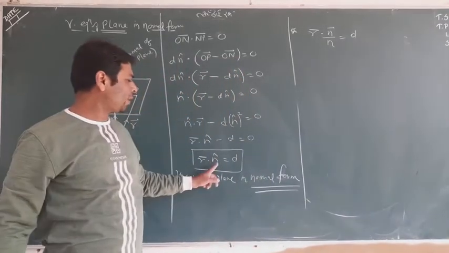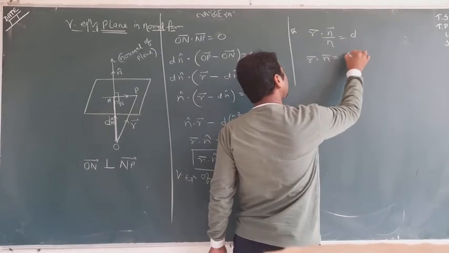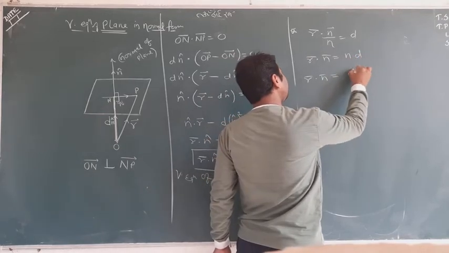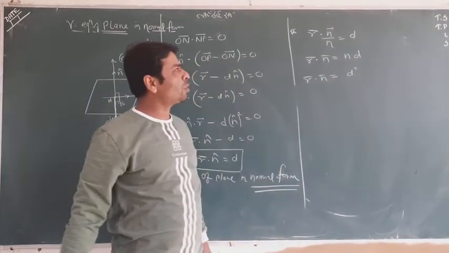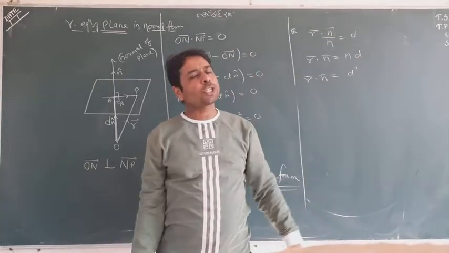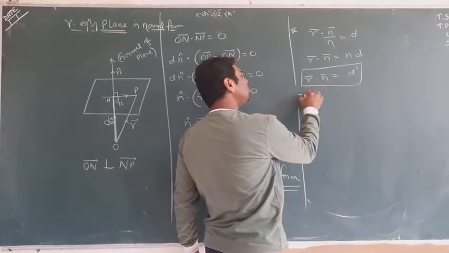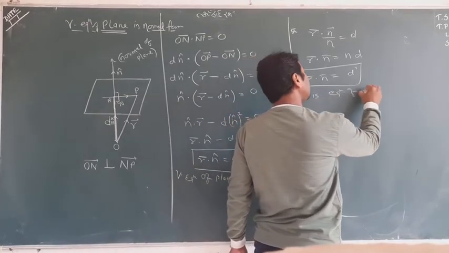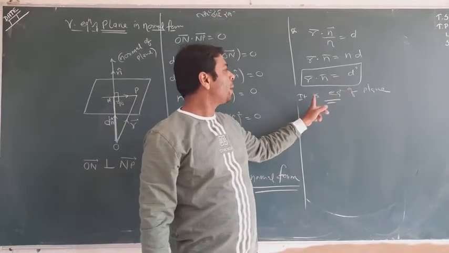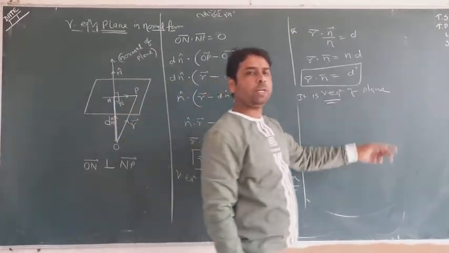Can I write vector n upon mod n? And lastly, R dot n will be, I transfer it here, n d, whatever you can write. And R dot n equal to that n d, I write d dash or something like that. Because n is a constant value and d is also a constant value. When these two are multiplied, you will again have a constant value. So you can write a constant value in any way. So this is also an equation of a plane, a vector equation, sorry. It is a vector equation of the plane, but not in normal form. It is in general form.